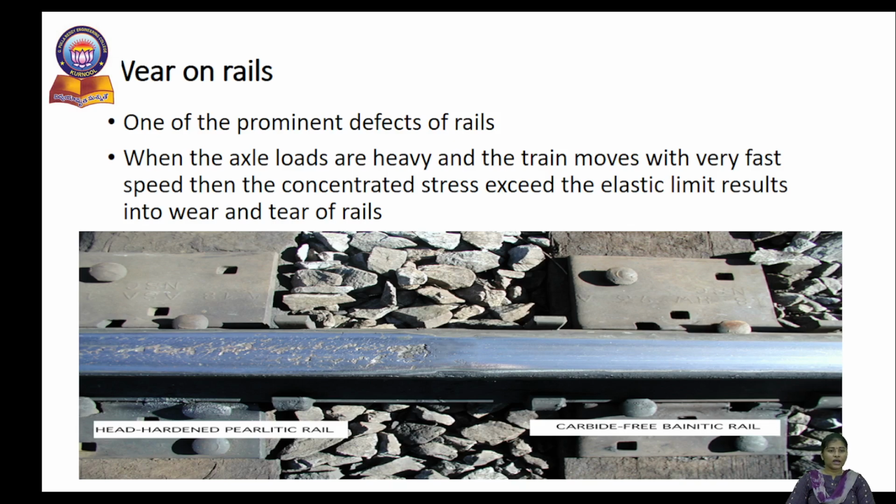So wear is very prominent in the rail sections. It is nothing but wearing out of the head of the rail section. It generally happens at the points where, in general, more brakes will be applied by the train.